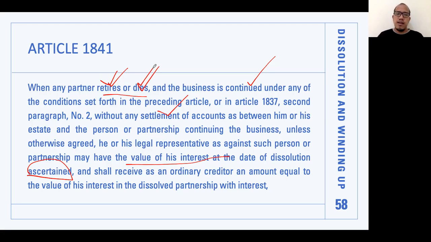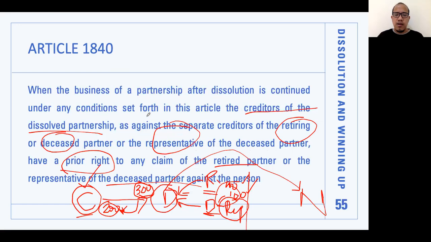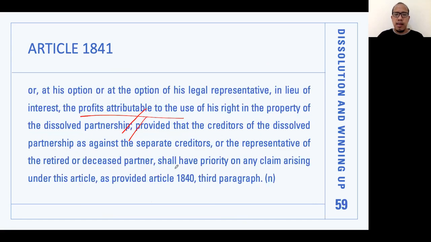I-measure nyo, adjust ninyo. Tapos, kung magkano man yung value ng aking interest in that partnership, ibayad nyo na lang sa akin. At yung claim ko na yun will be a claim of an ordinary creditor with interest. Or if without interest, with profits for the use of his right in the property. Pero, yun nga, inuulit na naman niya dito yung provided. Yung claims ng mga creditors will have priority over the claims of the retired partner or the deceased partner as mentioned in 1840, this portion of 1840. Yan, inulit niya. Meron silang priority yung mga creditors over the claims of the retired partner or the representative of the deceased partner.